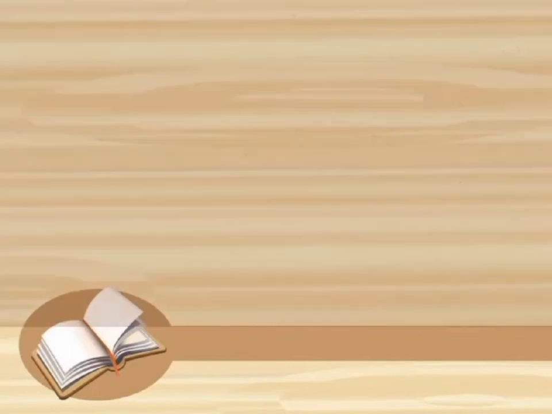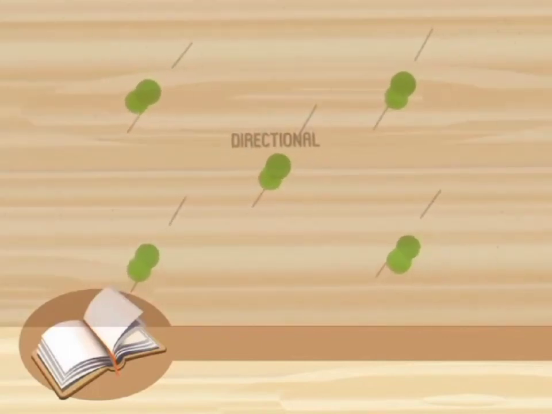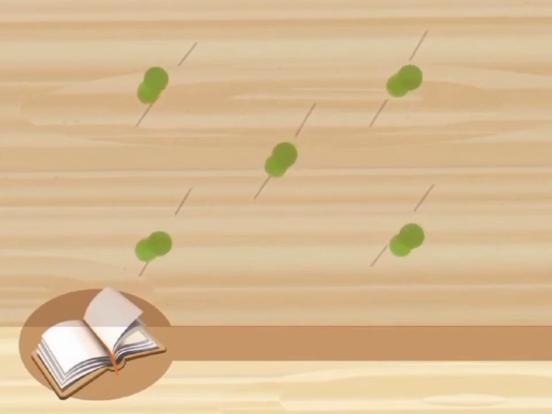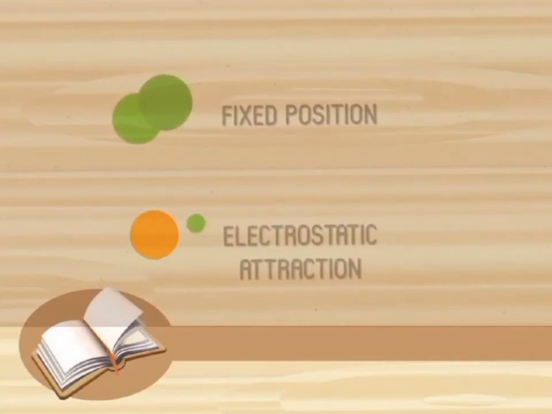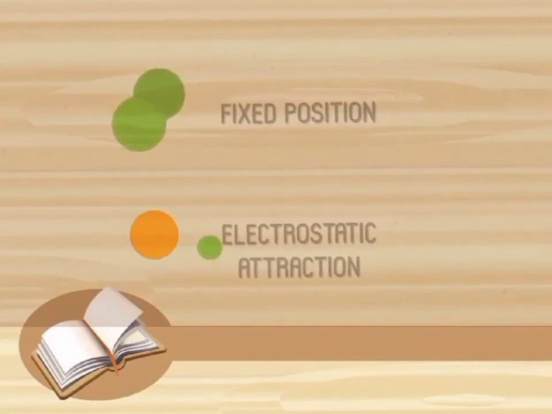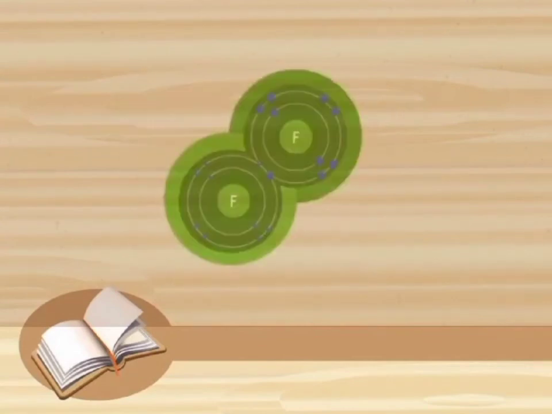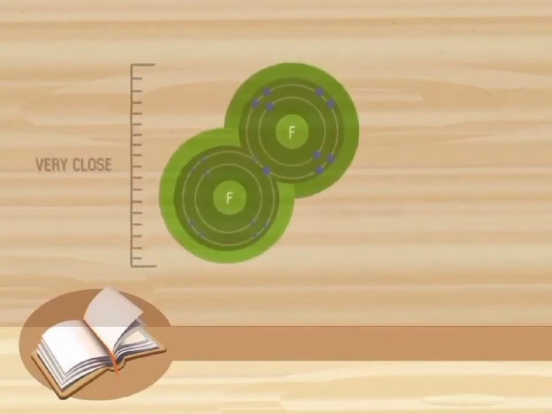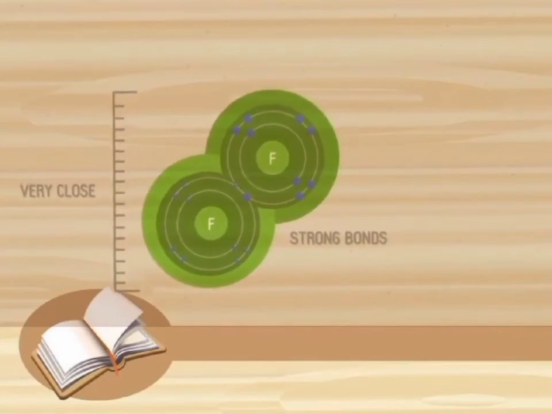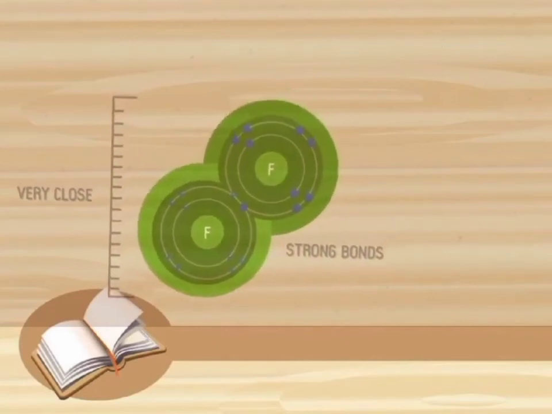Covalent bonds are directional, which means they are in a fixed position, like holding hands. This is different from an ionic bond, which forms with an electrostatic attraction between charged ions. Overlap between orbitals means that the atoms in the covalent bond are very close. So these things make covalent bonds strong.